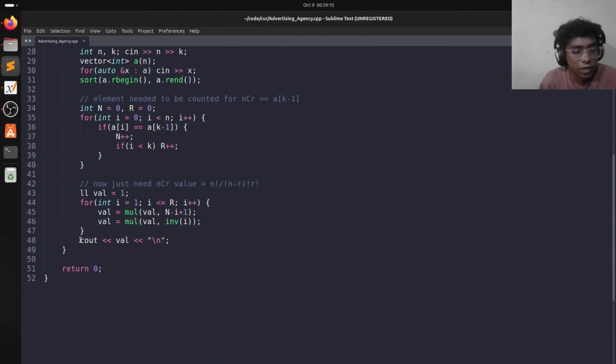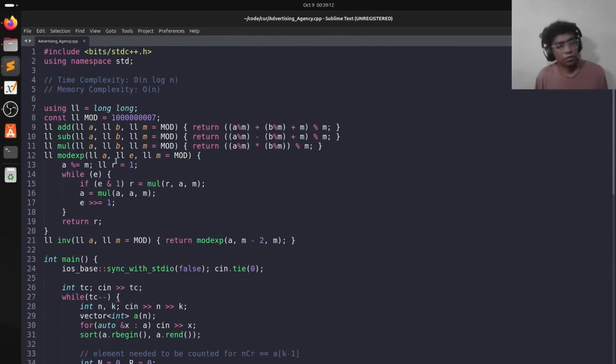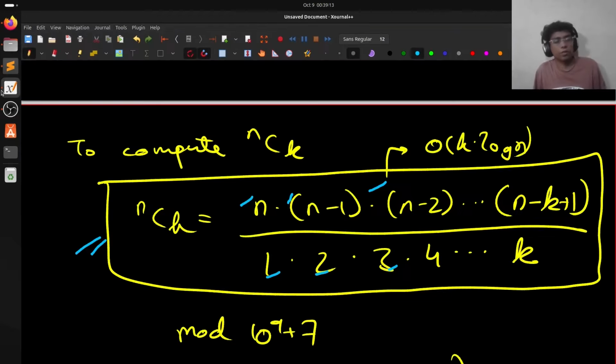Okay, and then finally we can output the answer mod. So that's about it for this question. Pretty straightforward in my opinion. If you didn't get it, definitely do practice combinatorics more. It was a pretty basic combinatorics question.